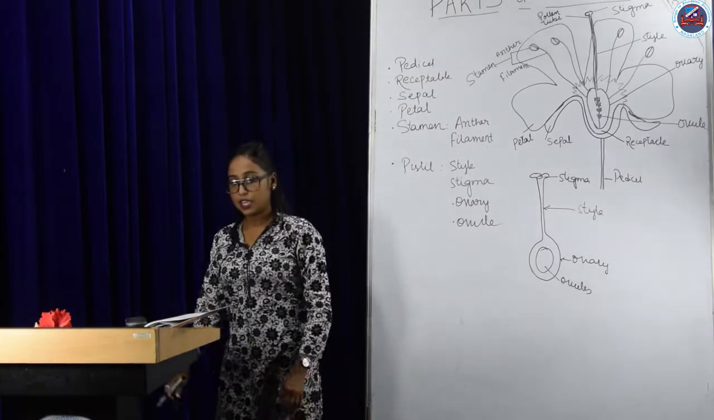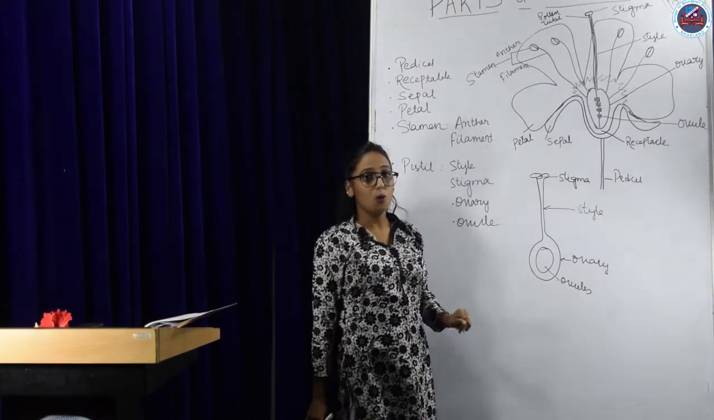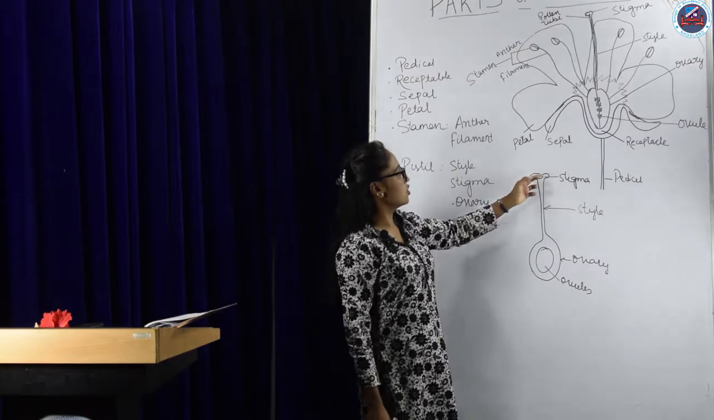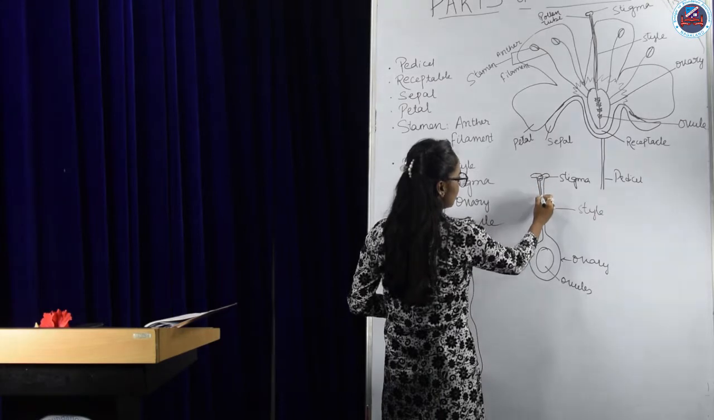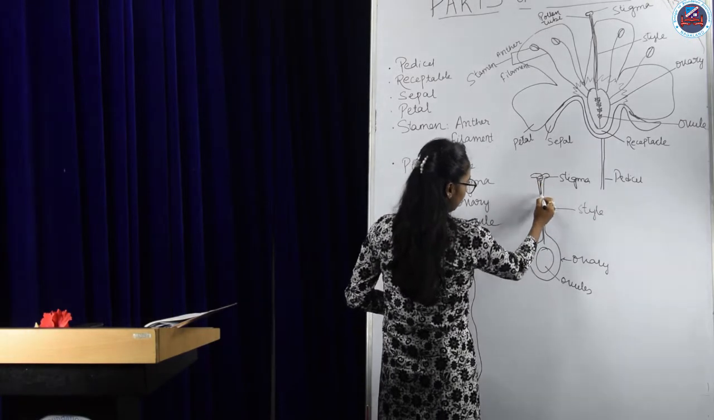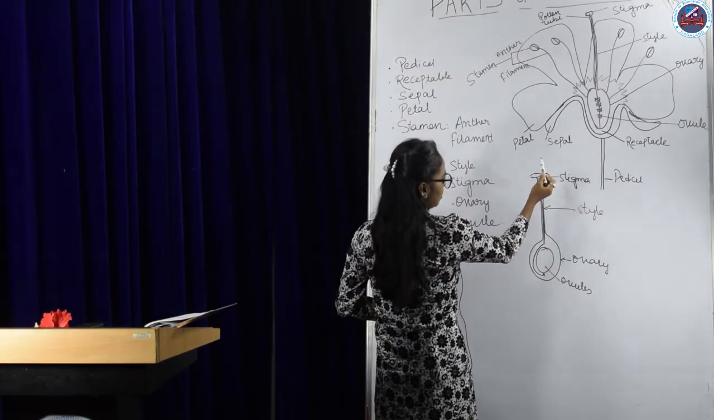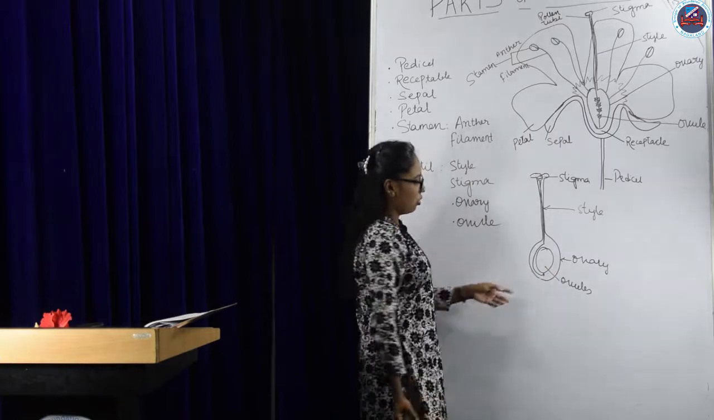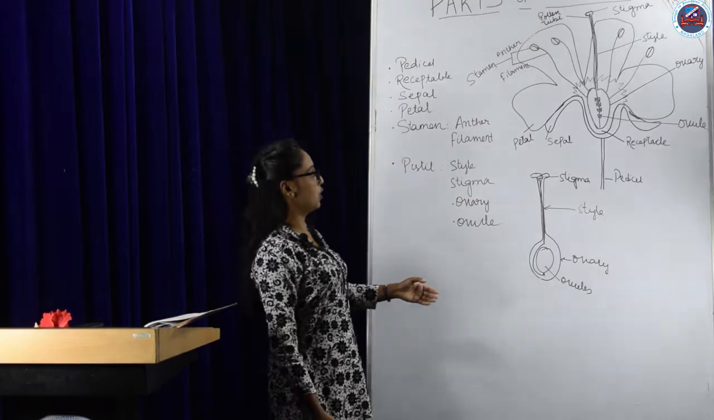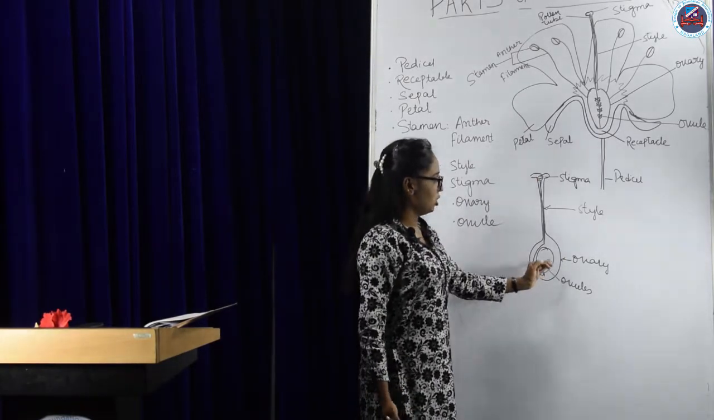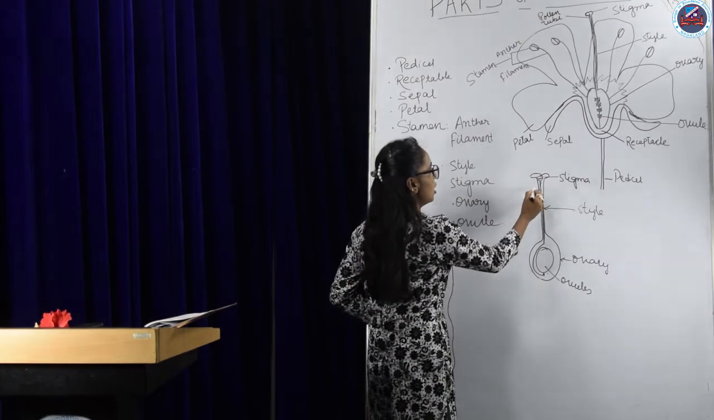Style is what? It is a slender stalk which holds the stigma. What happens when a pollen grain reaches the stigma? What does the style do? The style becomes hollow and forms a narrow tube inside, which carries the pollen grain from the stigma to the ovary or to the ovule. The function of the style is to help the pollen grain reach the ovary by forming a tube inside the style, which is known as the pollen tube.